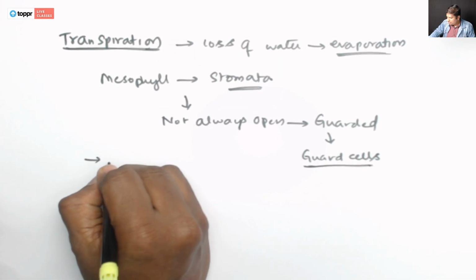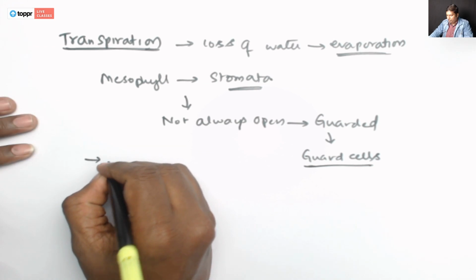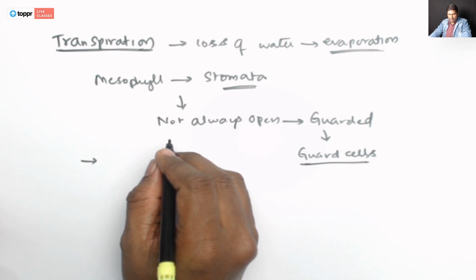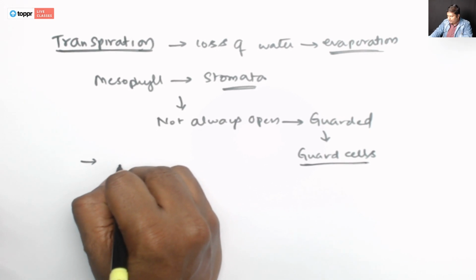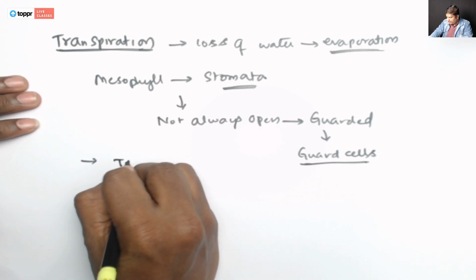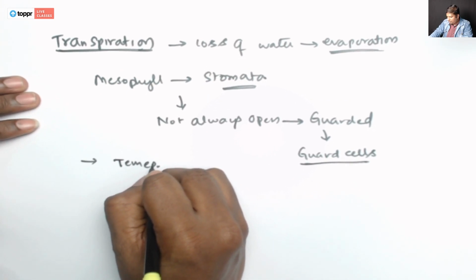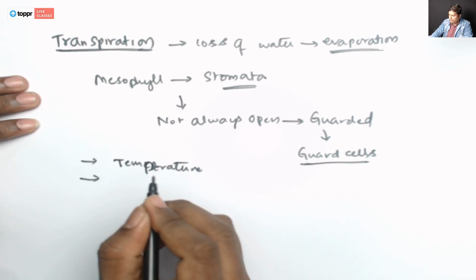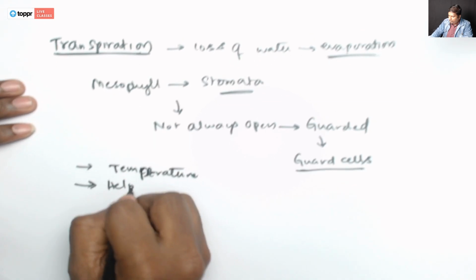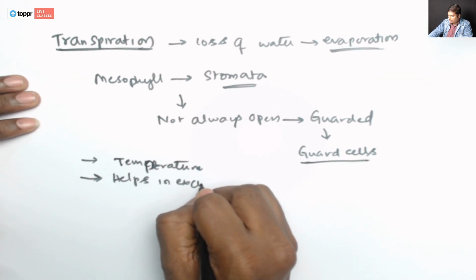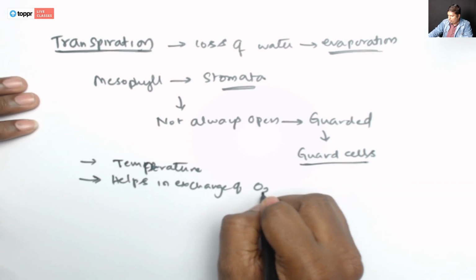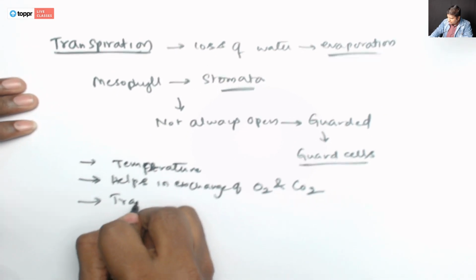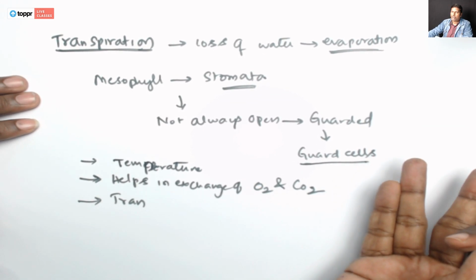Now, there are many positive things because of transpiration. The first one is that it controls the temperature. It helps the plant to cool down. Then it helps in the exchange of oxygen and carbon dioxide. And it is also responsible for the evaporation that we just talked about in the cohesion tension theory.